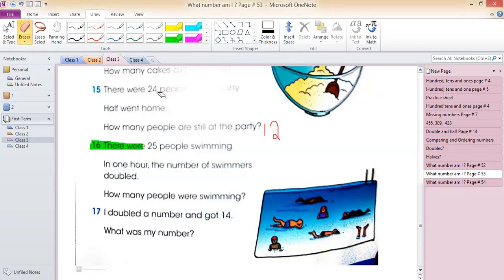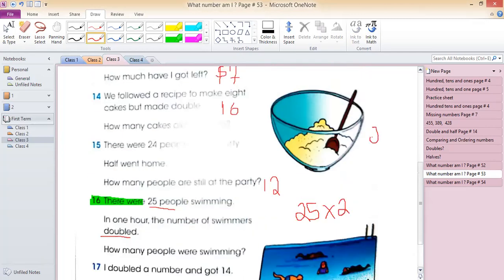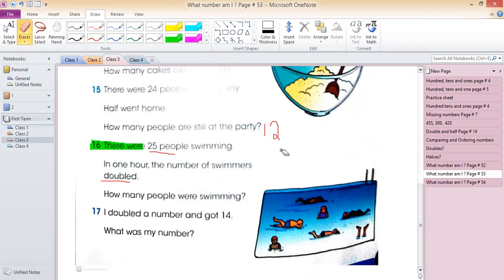So there were 50 people swimming. How do you know, guys? Because 25 people were swimming in 1 hour. Then they were doubled. So find out the double of 25. In order to find out the double of 25, you will multiply 25 by 2. 2 by 5, 10, 0 here, 1 regroup. 2 by 2, 4, 4 plus 1. So 50 is the answer. So there are 50 people who were swimming.